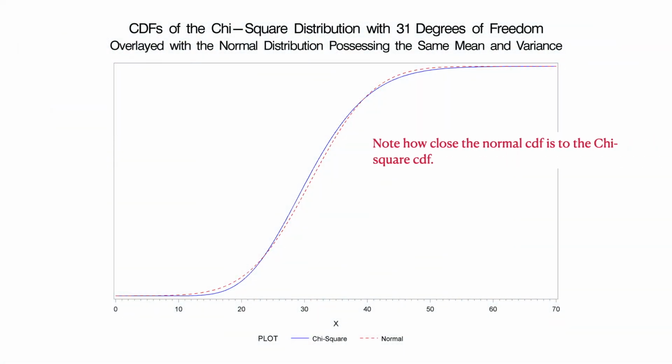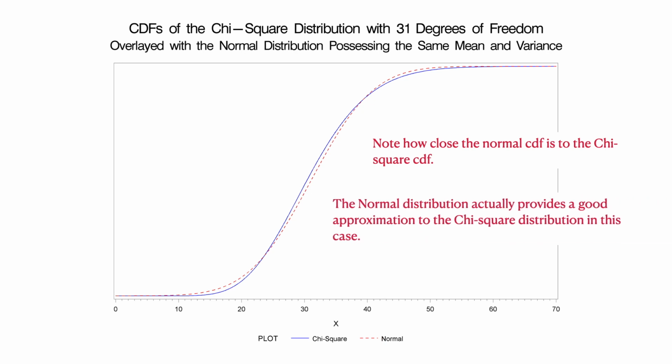Now, when comparing two distributions, a better comparison than comparing the PDFs is to compare their CDFs, their cumulative distribution functions. This graph shows the CDFs of the chi-square distribution with 31 degrees of freedom, which is the blue curve, and the approximating normal distribution, which is the red dotted curve. Note how close the normal CDF is to the chi-square CDF. We can see here that in this situation, the normal distribution actually provides a good approximation to the chi-square distribution.